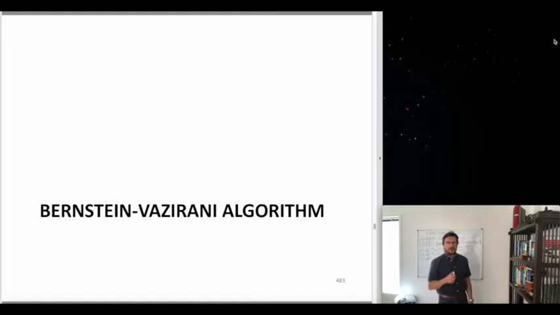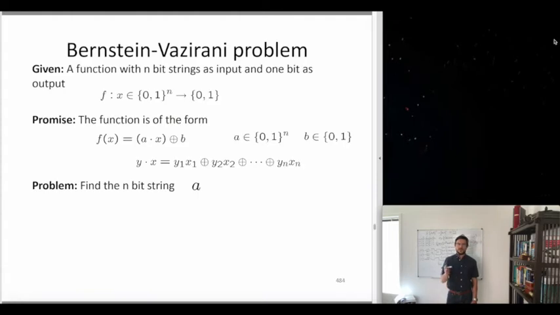One other algorithm that we want to have a look at is the Bernstein-Vazirani algorithm. And it's a different kind of problem. So again, we're given a function with n bit strings as input and 1 bit as an output. So that remains the same. However, the function, when you look at it here in the second equation, is given by a times x and addition modulo 2 of b. Okay, so XOR b in that case.